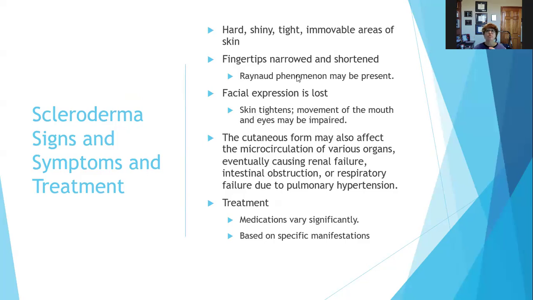The cutaneous form of scleroderma may also affect the microcirculation of various organs, eventually causing renal failure, intestinal obstruction, or respiratory failure due to pulmonary hypertension. So, lots of different medication treatments based on the specific manifestations of the scleroderma. So, it's a pretty serious disease. They don't really know what causes it, and they can treat the symptoms and manifestations, but if you don't know what is causing something, it's hard to cure it.